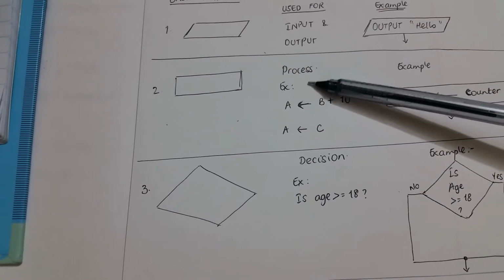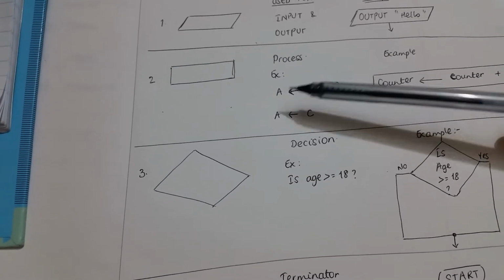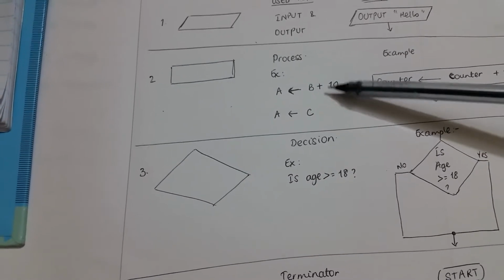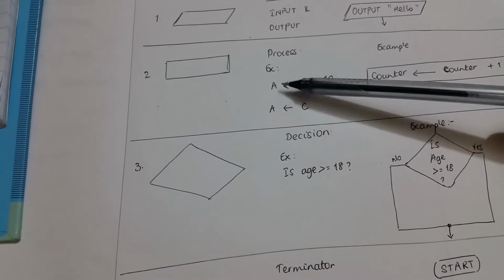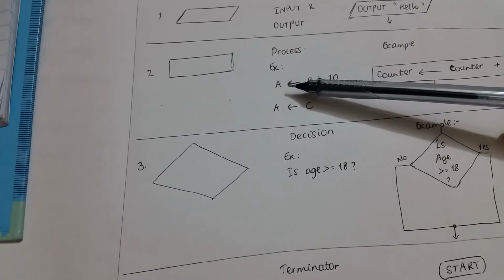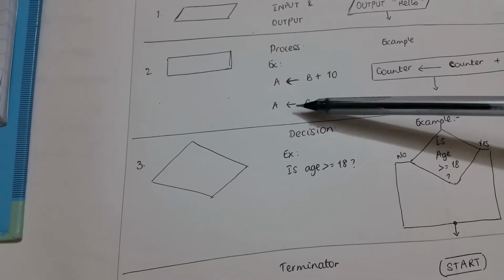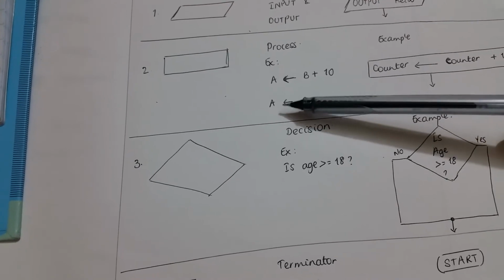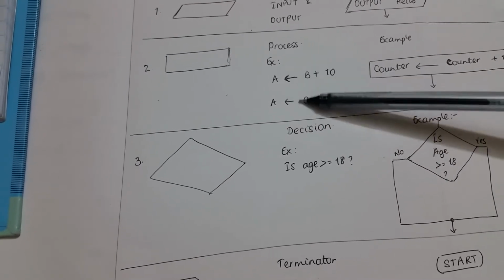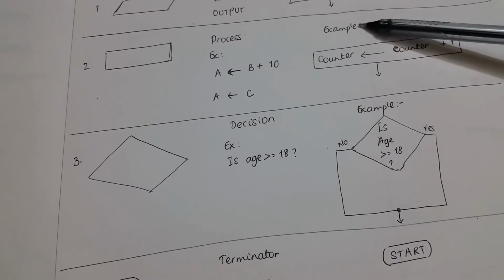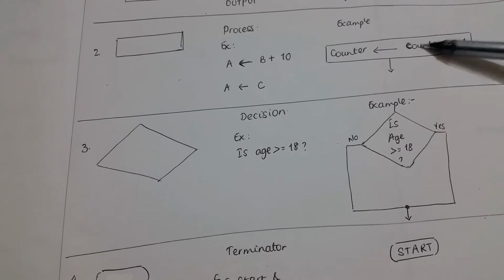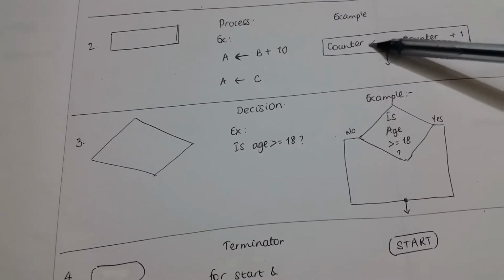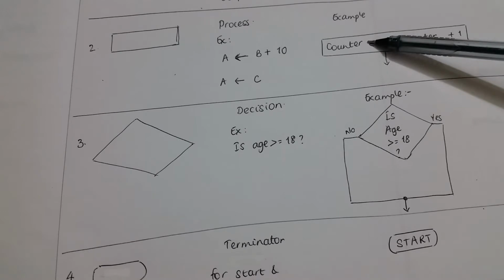Second shape, you have a rectangle. It is used whenever you have to write a process. So for example, you have a process like A assign B plus 10. It is a process for the computer. It has to calculate the value of B plus 10 and send it to A. Or you can have A assign the value of C. This is also a process. So whenever you have a process like this, you are going to put it in a rectangle. For example, counter assign counter plus 1, and every process has one arrow going out.